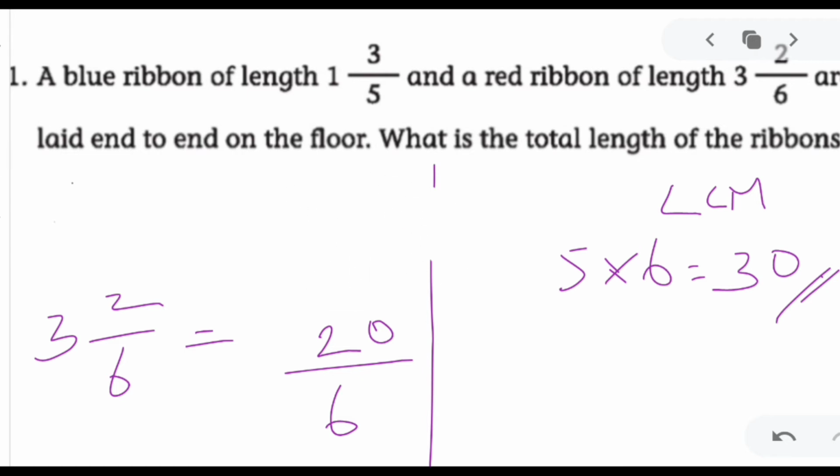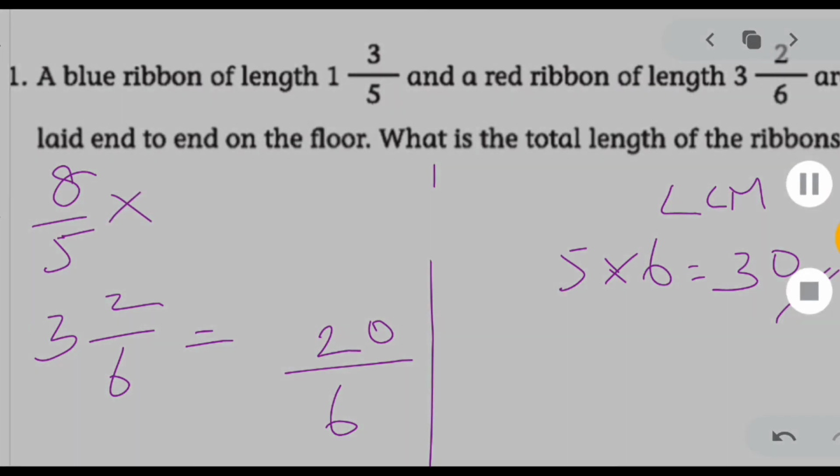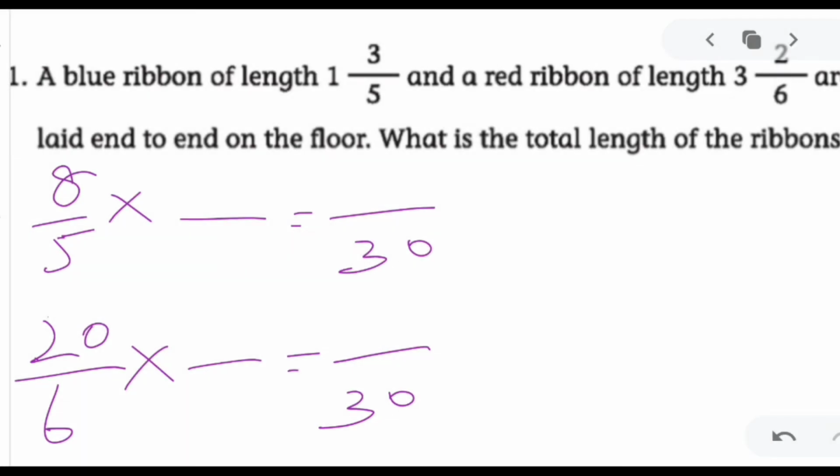LCM is 30, so now 8 by 5. Look at this. LCM is 30. Which number multiplied with 5 will give us 30? Yes, very good, 6. The same number should be multiplied with the numerator. So 6 8s are 48.